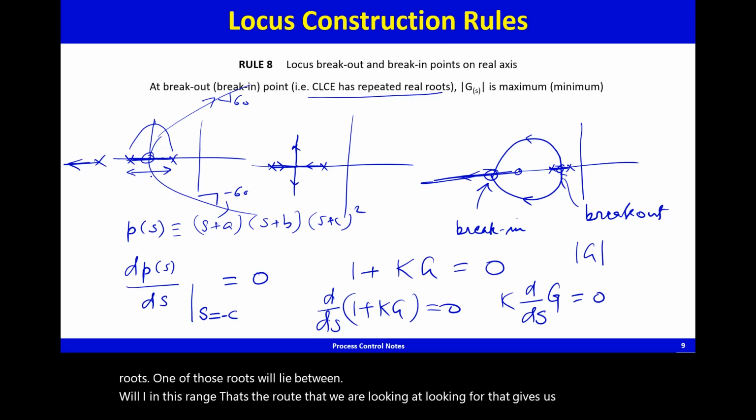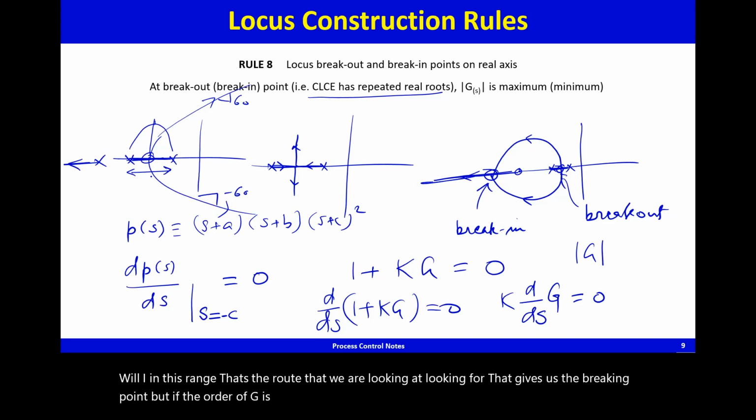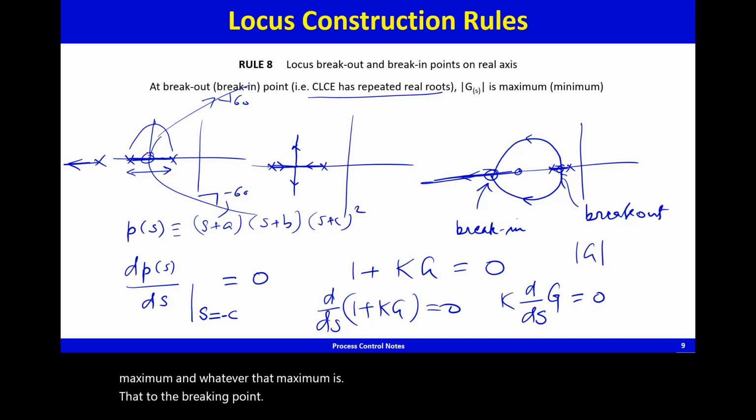But if the order of G is much larger, then the only way is to plot G and look for the maximum, and wherever that maximum is, that corresponds to the break-in point. Similarly for the breakout point, break-in and breakout. Okay.